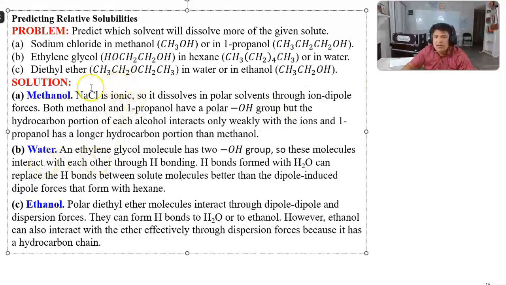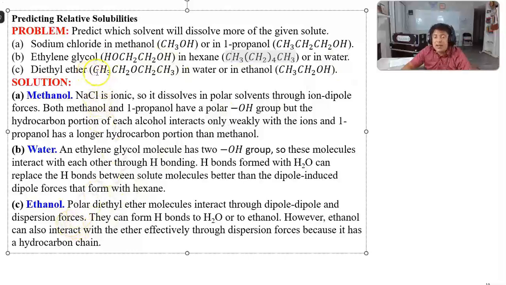Now similarly, in case of ethylene glycol in hexane or ethylene glycol in water, of course it has a hydrogen bond. See, OH is here, and water also has OH. That's why hydrogen bond, but it cannot make a hydrogen bond with hexane, which doesn't have any oxygen. So ethylene glycol will dissolve more in water because of the hydrogen bond.